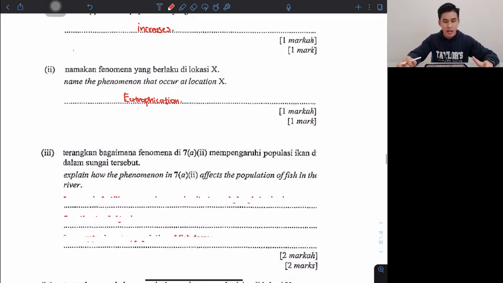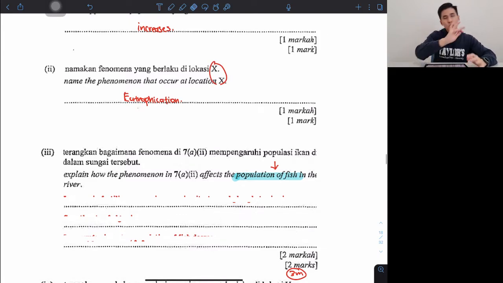Next, explain how the phenomenon in 7A2 affects the population of fish in the river. So population of fish. Now this, let's say we assume it's a 3 mark question. 2 marks too easy lah. So of course, if you say population of fish decrease, you get 1 mark. So eutrophication at location X, of course the fish will decrease. But I don't say fish decrease first, I explain first.